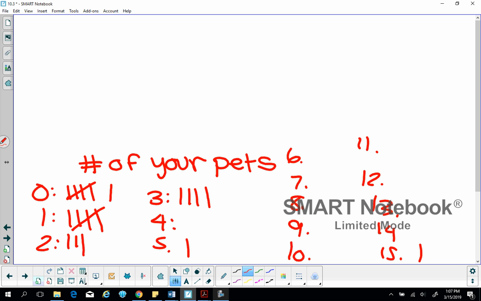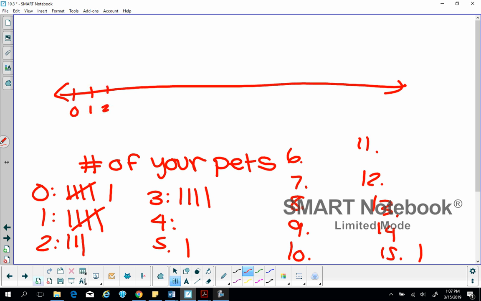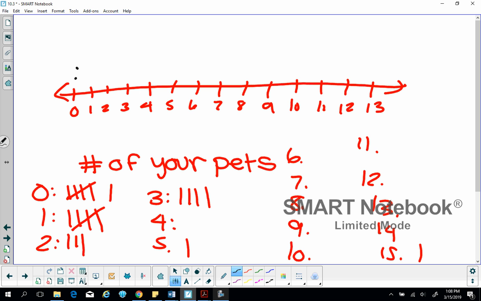Okay. So now, let's do our dot plot. So I'm gonna start with 0, 1, 2, 3, and draw this on the back too. 6, 7, 8, 9, 10, 11, 12. Cool. So how many people have 0 pets? 4, 5, 6. How many people have 1 pet? 5. 1, 2, 3, 4, 5.